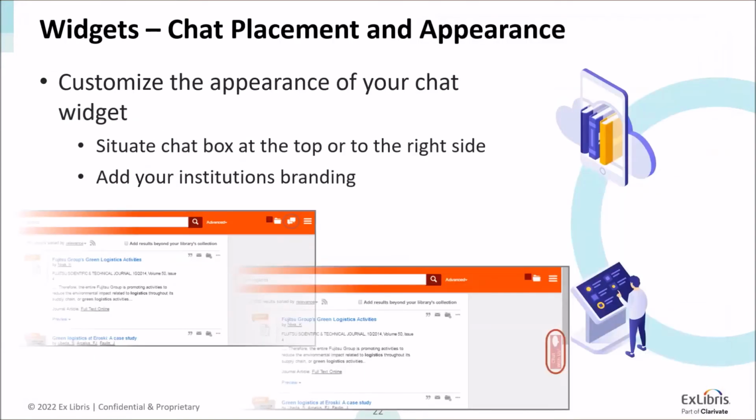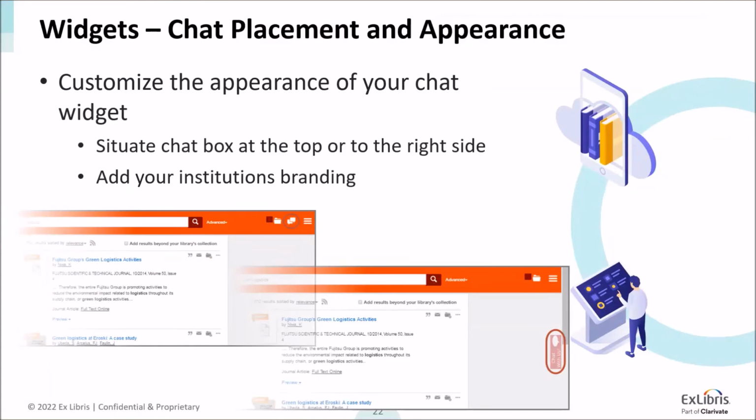To change the chat placement and appearance, you have two options. You can choose to situate the chat box at the top, like we see here, so the icon is just displaying here, or on the right-hand side. And I like this one. It kind of pops out. It's a little bit different than the rest. If you choose to have your icon up here, it kind of gets lost a little bit. But again, up to your library's preference.